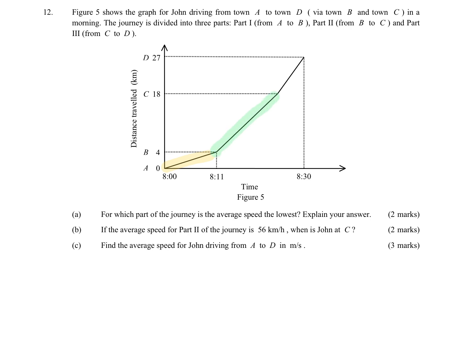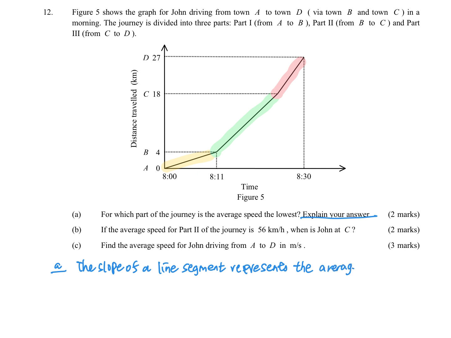So the 3 parts are of different steepness. So here I'm afraid we need to put that down. Explain your answer, right? So the slope of a line segment would mean, or represents, the average speed of that part.